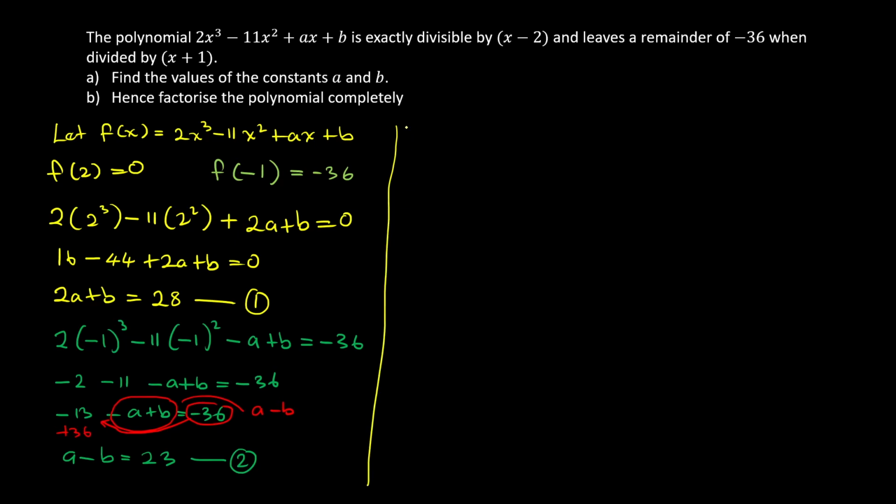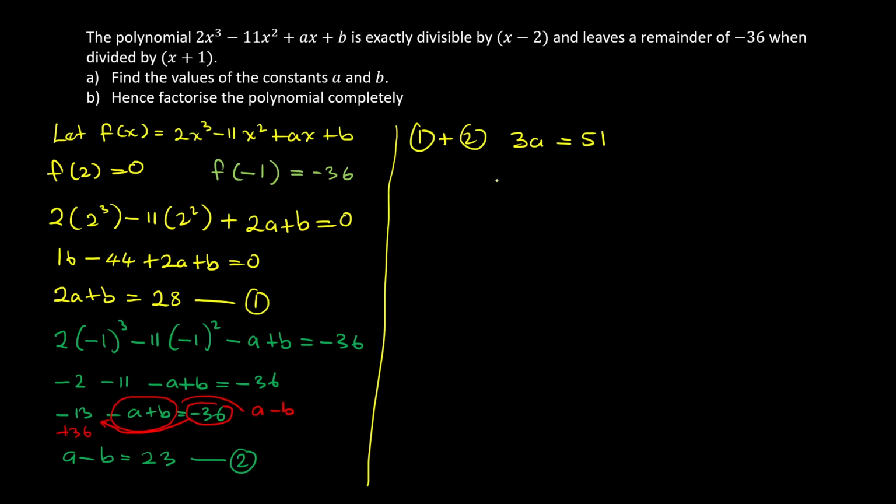Put a line there to separate them. So I take equation 1 plus equation 2, which means that I add the like terms. 2a plus a becomes 3a, and then b plus minus b becomes 0. And then 28 plus 23, that is 51. Okay, so 3a is equal to 51.